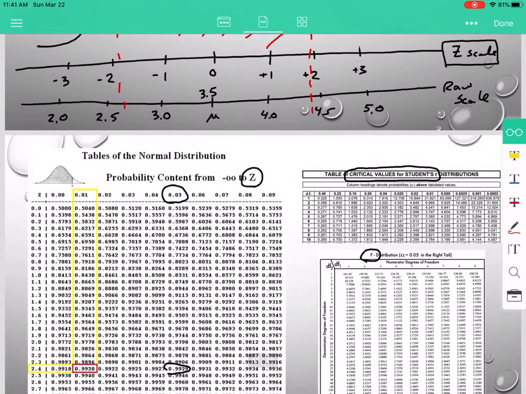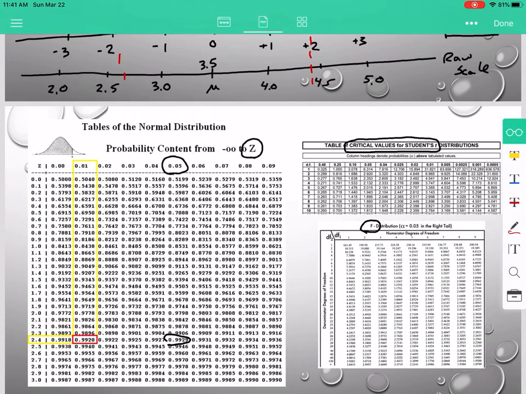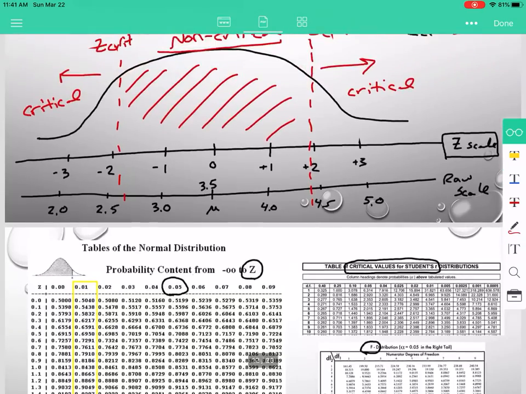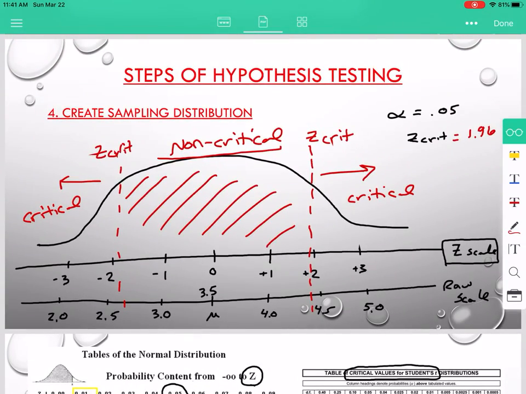Next thing I did is I go to a known table. And I pick, using the alpha level and the appropriate statistic I'm using, which we'll get into later, you go to a table, you get a critical value. Let's say that my critical value is 1.96. So I drew lines at plus 1.96 and minus 1.96. Whatever falls in between those critical values is now known to be the non-critical region. Whatever falls to the outer edges of those critical values is known to be the critical region.